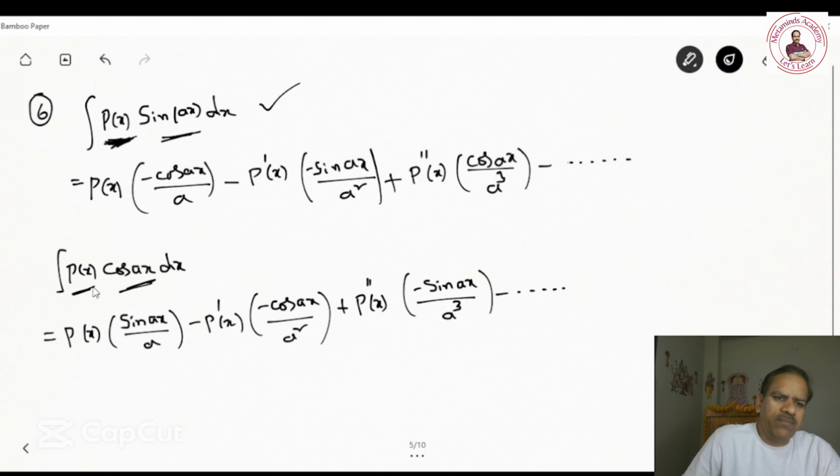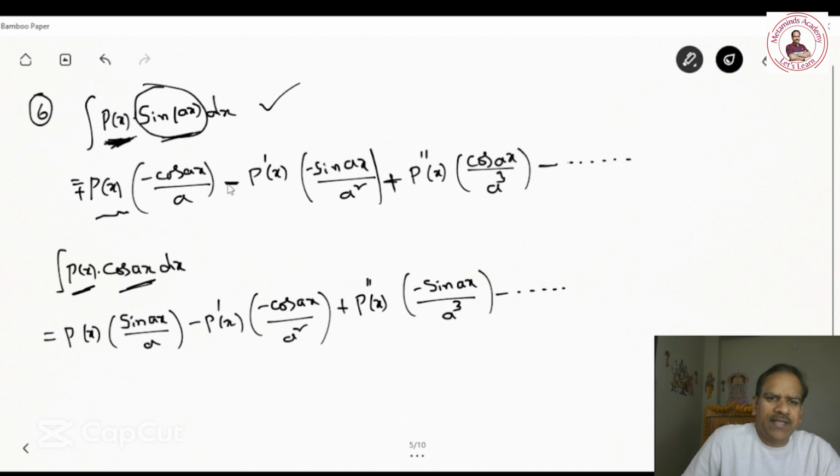So whenever you have a polynomial multiplied by sine or cosine in the integration, you can directly write the formula like this. Polynomial into integration of sine ax. What is integration of sine ax? Minus cos ax by a, right? And you will get plus and minus alternatively. Here you have plus, here you have minus, next plus, next minus, right? So plus and minus opposite signs you will get alternatively.